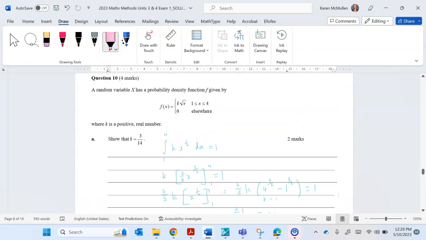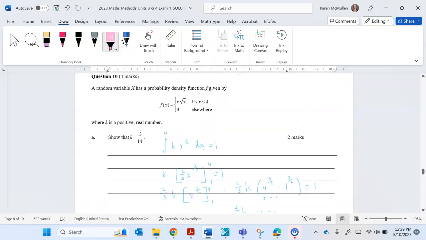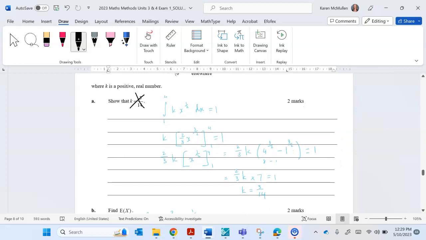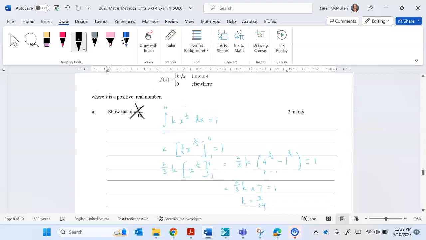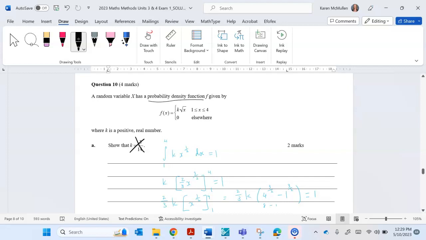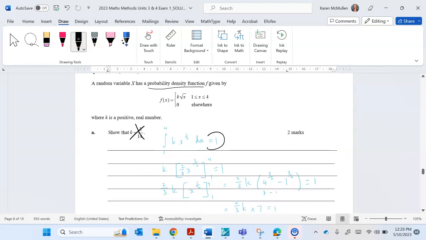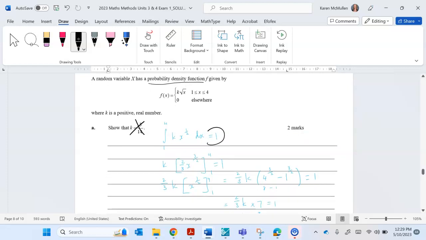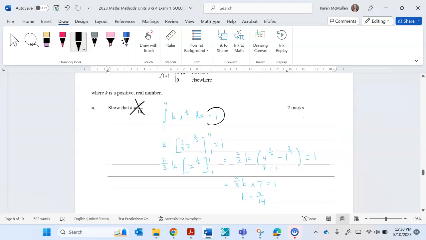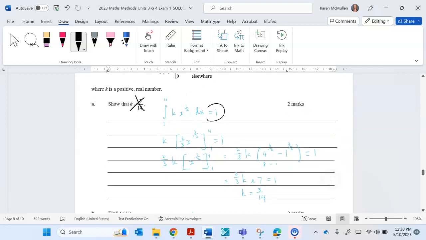Yes. Okay. Question 10. A random variable x has a probability density function f given by blah, blah, blah. All right. Show that k equals 3 on 14. So we just ignore that answer. We do not put it in and then use it in our solution. So you can see I've just left k all the way through. If you've got a probability density function, basically it is equal to 1. So that's how we solve for k, and we did quite a few of these when we did continuous probability. So then you're just solving for k. So k equals 3 on 14.